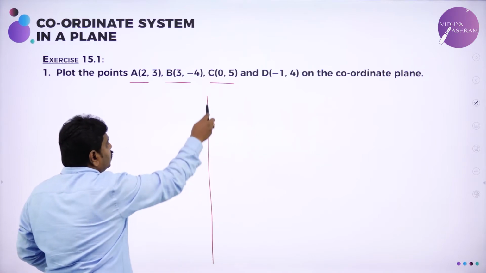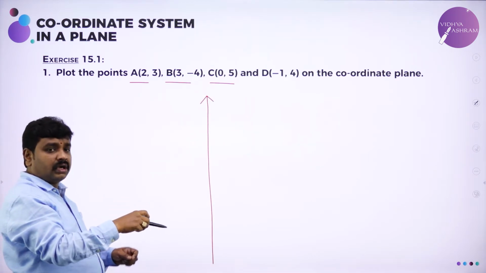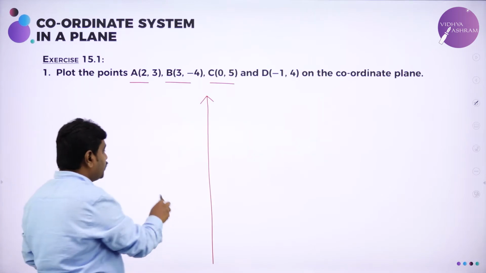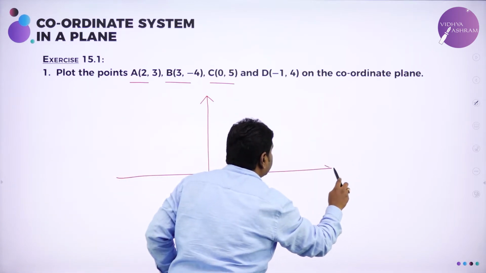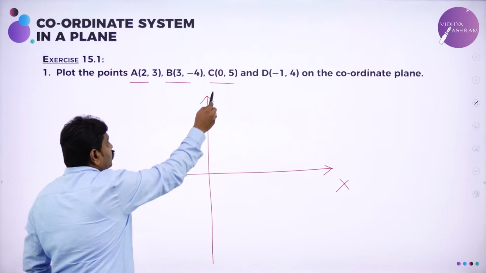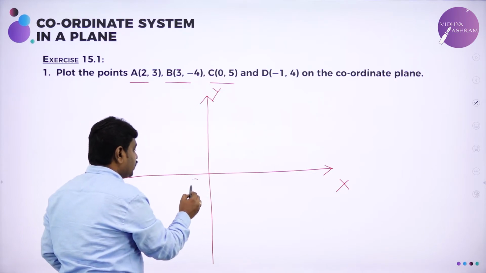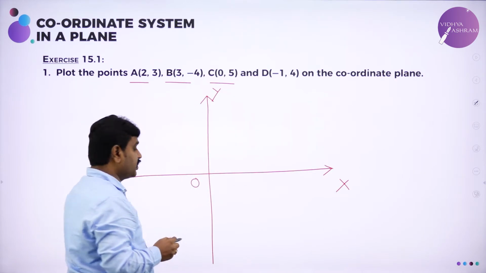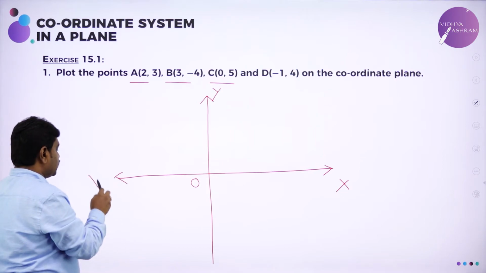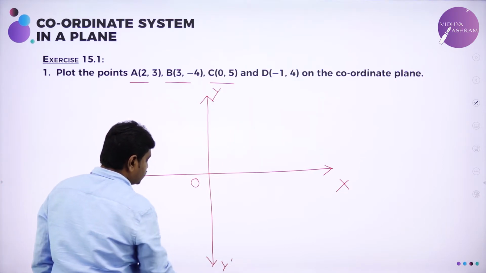First I'll divide the plane. Take a pen, paper or pen and book, and in the page, divide the page into 4 equal parts using 2 perpendicular lines. One is the x-axis, the other one is the y-axis. Where do they intersect? They intersect at the origin. This I call x' O x, the x-axis, and y O y', the y-axis.